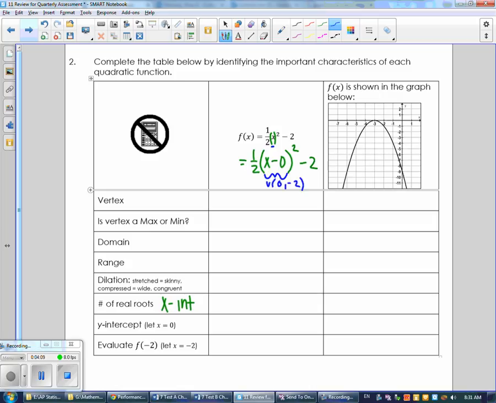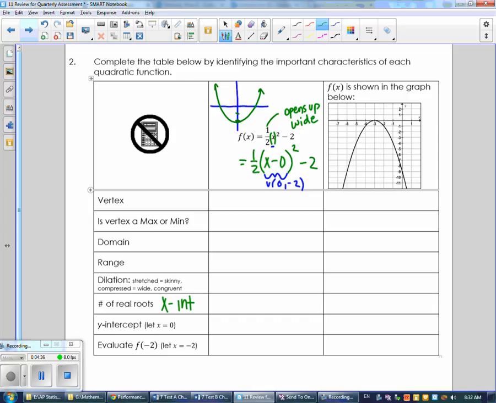And it's going to help to actually sketch a picture of this graph. So if I think about where the point 0, negative 2 is, the x coordinate is 0, my y coordinate is negative 2. So there's my vertex. I can tell from my a value that the graph opens up, and because it's 1/2, I know that it's also going to be pretty wide. So I can sketch my graph.